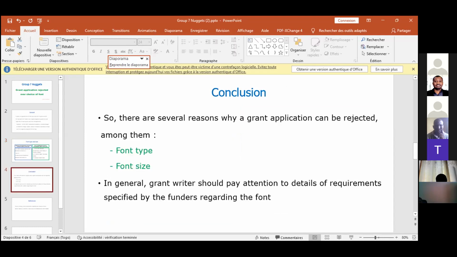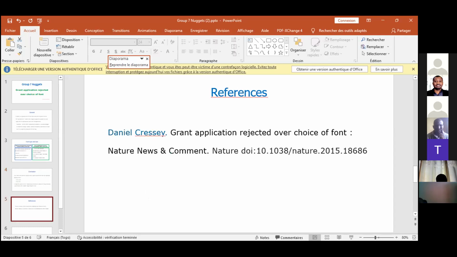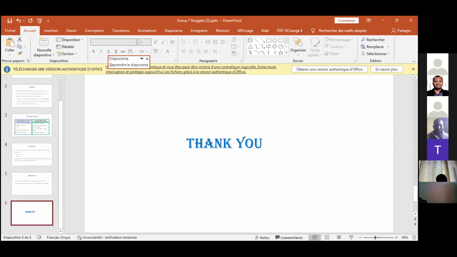Next slide, please. So in conclusion, there are several reasons why a grant application can be rejected. One of them is the font size and font type. So in general, grant writers should pay attention to the details of the requirements specified by the funders regarding the font type and size. Yes, next please. This is the article we have read and we extracted all this information from it. Thank you very much. Thank you. Group 7.